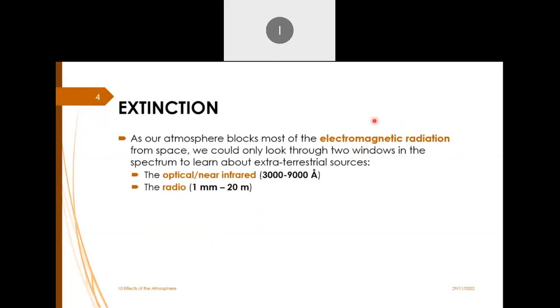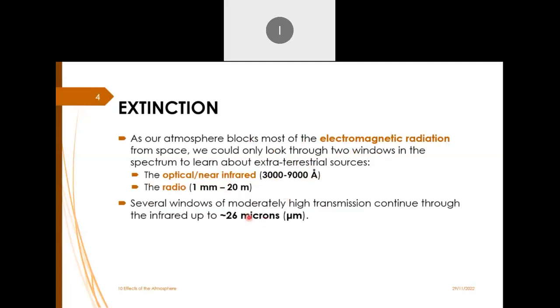So the electromagnetic radiation from space could only look through two windows in the spectrum to learn about extraterrestrial sources. That is the optical and near infrared, with wavelength around 3000 to 9000 angstrom, and radio, 1 millimeter to 20 millimeter. Several windows of moderately high transmission continue through the infrared up to approximately 26 microns.